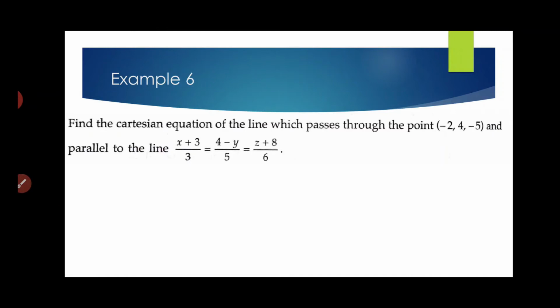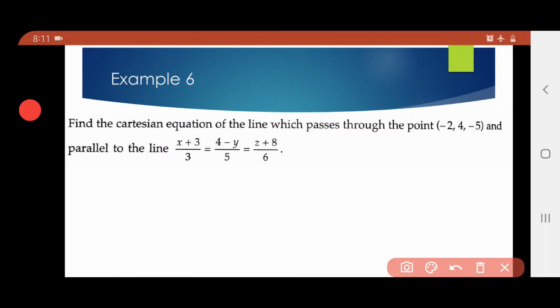Let us take the next one. Find the Cartesian equation of the line which passes through the point this and parallel to the line this. Now, whenever you are given any line parallel to another line, then we must have the same direction ratios. So let us first see what are the direction ratios of the given line. Now, in this case, the direction ratios of the given line are 3, 5 and 6. So therefore, whatever line that I am going to find out, that line also must have the same direction ratios.